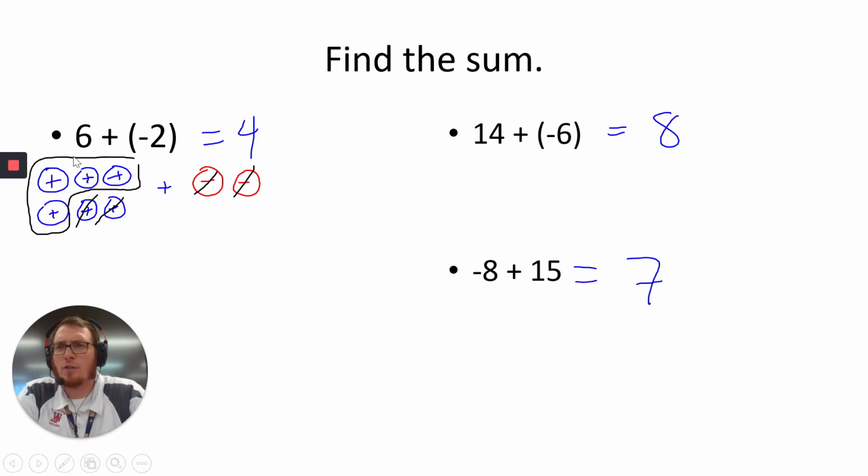Okay, so this first one says 6 plus negative 2. So you'll notice here I have 6 positives and 2 negatives. And the important thing here is that these have to kind of cancel each other out. So the 2 negatives will get rid of 2 of the positives. They're gone, and you're left with 4.